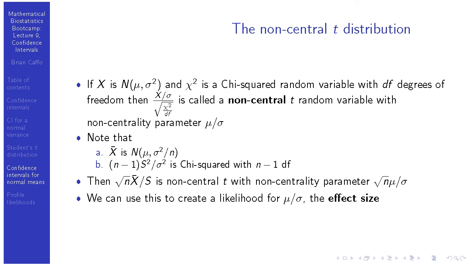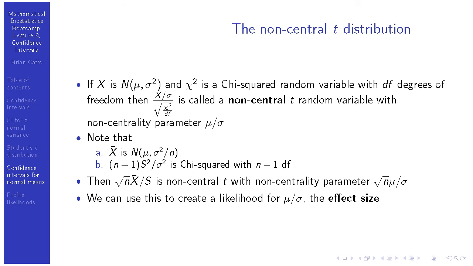So in this case, the single parameter is mu divided by sigma, which is actually quite an important parameter. Mu divided by sigma is the mean in standard deviation units. So it's a unit-free quantity, and it's often called the effect size. And this is a nifty little trick to create a likelihood for the effect size.